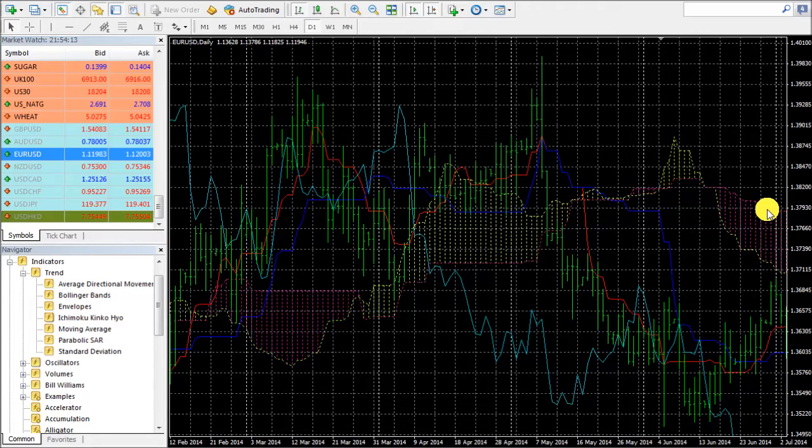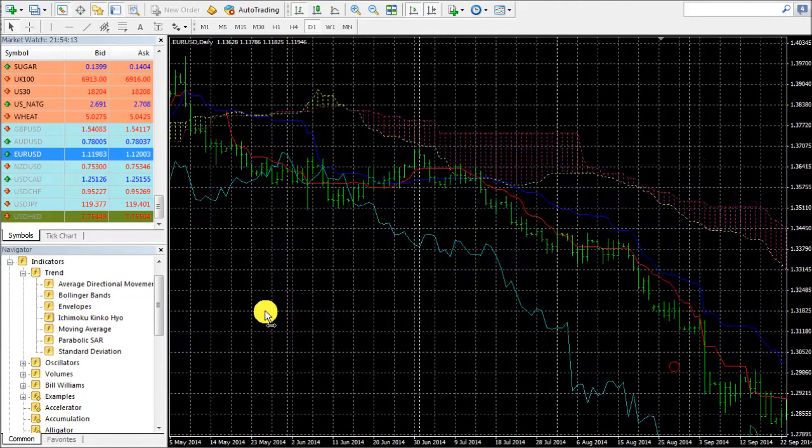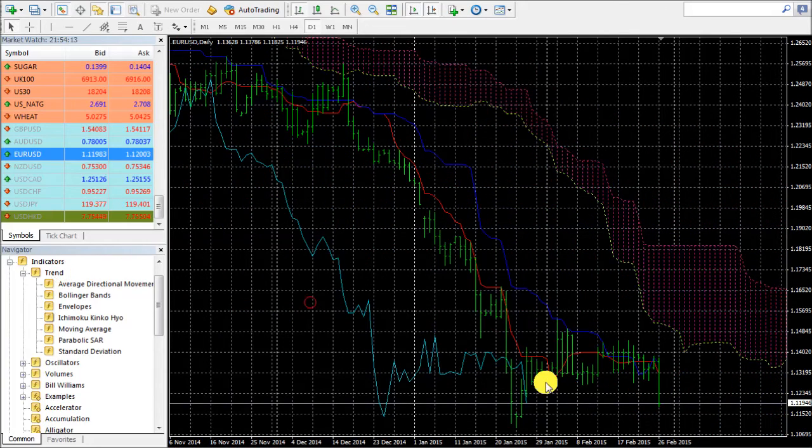Together they form the boundary of the cloud, and the cloud takes the colour of whichever of its boundary lines is the highest. So at this point the cloud is red, and at this point, when the green line is highest, the cloud is green. Finally, the last line on the chart, shown here in light blue, is called the lagging span, and it is the current closing price projected back by 26 time periods. As a result, it finishes here on the current chart.